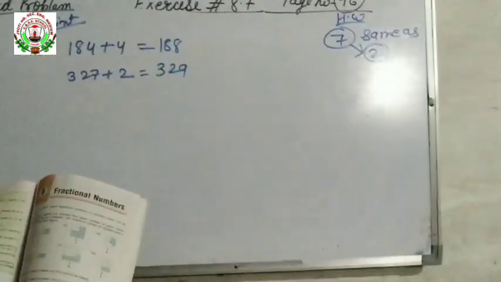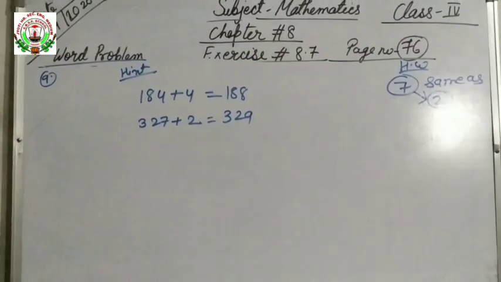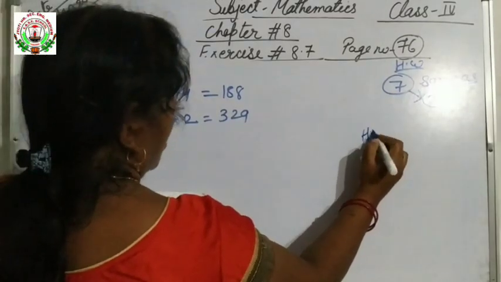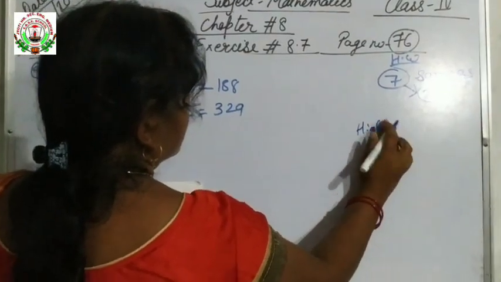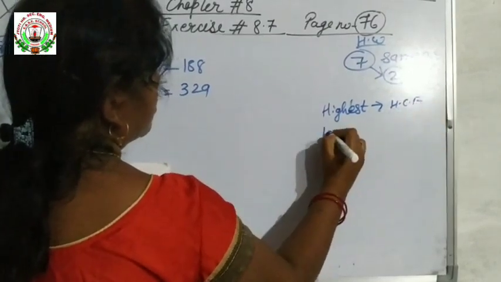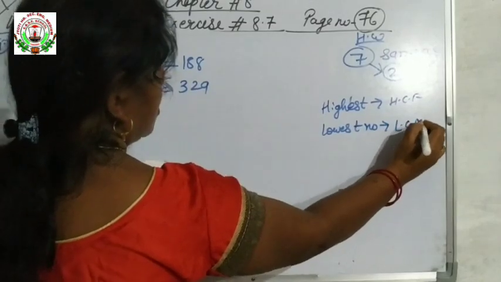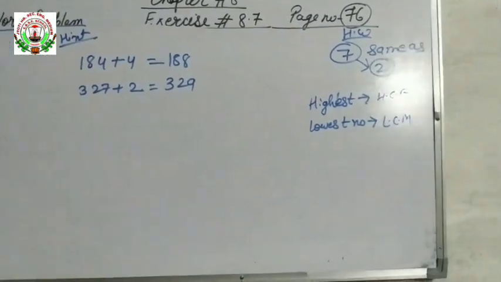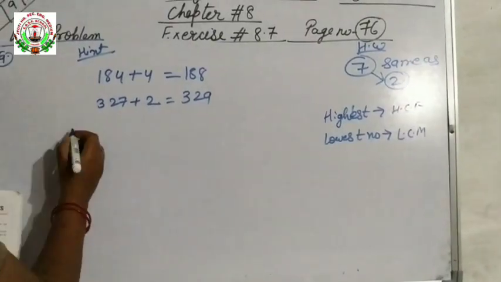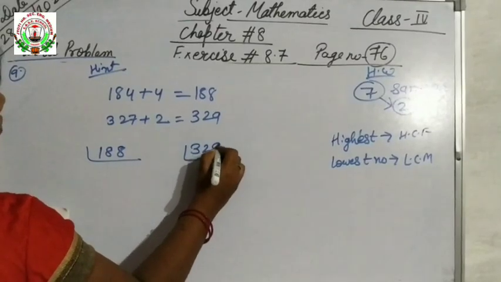One thing we are seeing here: where it is asking for the highest number, in that place we are finding the HCF. When the highest number is asked, we have to find the HCF, and when the lowest number is asked, we have to find the LCM. Understood? Now we have to find the HCF of the given numbers. First we will find the prime factors of both numbers.